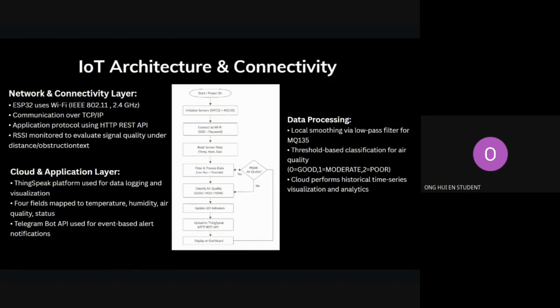In the connectivity layer, the ESP32 acts as the IoT node and communicates wirelessly using Wi-Fi on 2.4 gigahertz and 802.11 for the bandwidth. The communication between the ESP32 and the cloud uses TCP/IP, and the application protocol is HTTP REST API for uploading data to ThingSpeak.